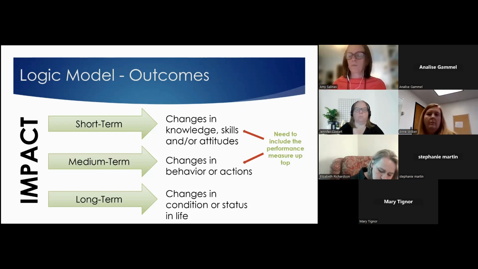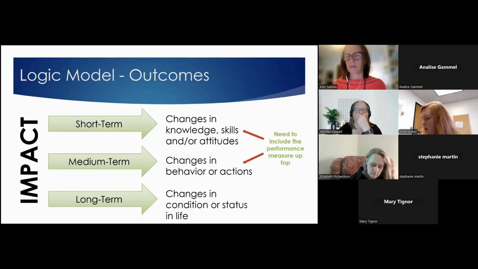Now, one of the number one questions we get all the time is, okay, if I put it here, do I have to report on it? And the answer is no. The only thing you really have to report on is your performance measures. And one of those columns will have your outcome measure in it because you have to have one output and one outcome. But everything else is just to paint a picture of what you're hoping to see happen as a result of your members' activities.